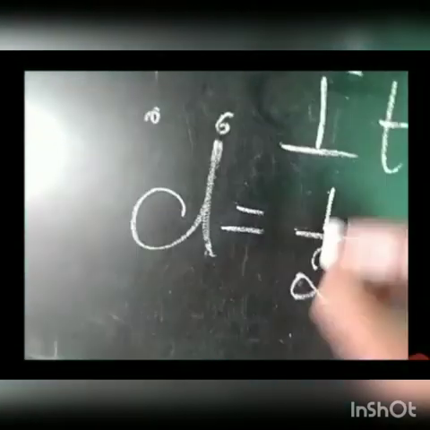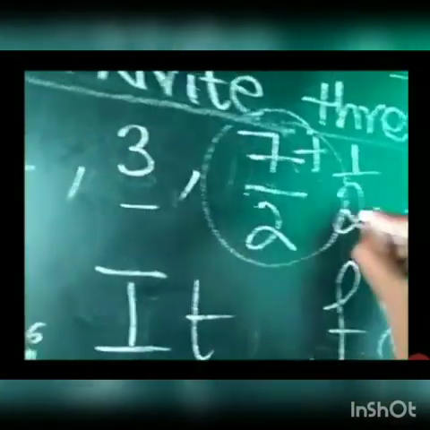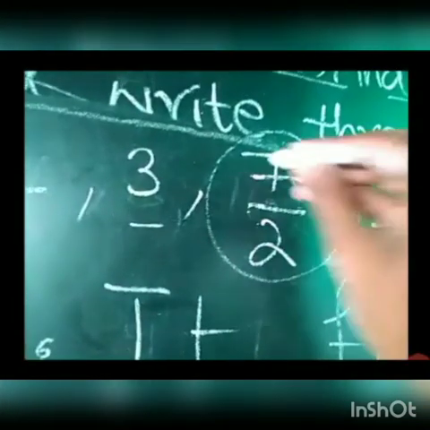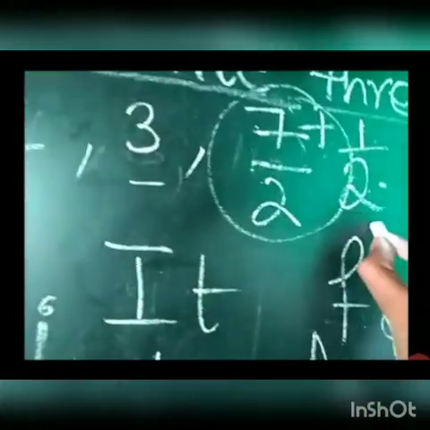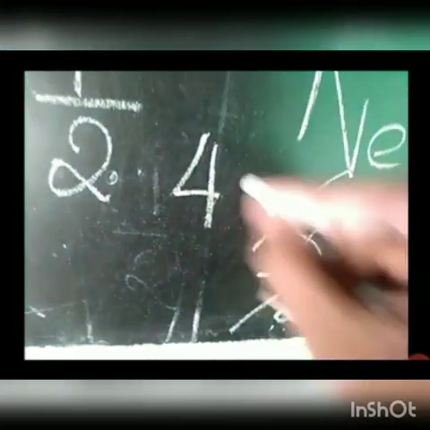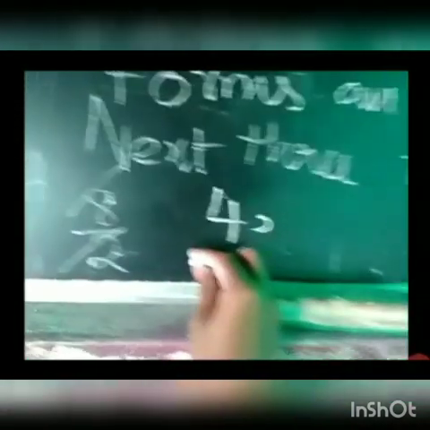That is, we got 1 by 2. So you add 1 by 2 to that. Since denominators are same, no need to take LCM. Just add the numerator as it is. 7 plus 1 is 8, 8 by 2. So the first of the next 3 terms is 8 by 2. We can simplify this 8 by 2 as 4. Correct? 2 ones are 2, 2 fours are 8. So 4. Now I have to find the next term also.